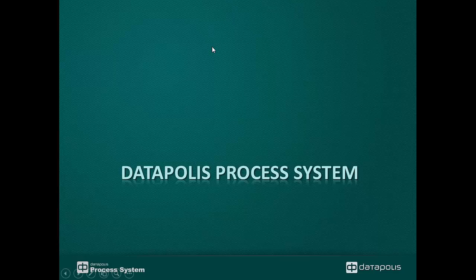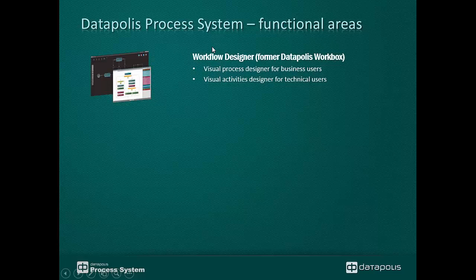Let's start the presentation. Our product contains three main modules. The first one is the workflow designer. This is the place where you can design the process. The designer contains two layers, the business layer and the technical layer. I will show you all these features later on during the presentation.